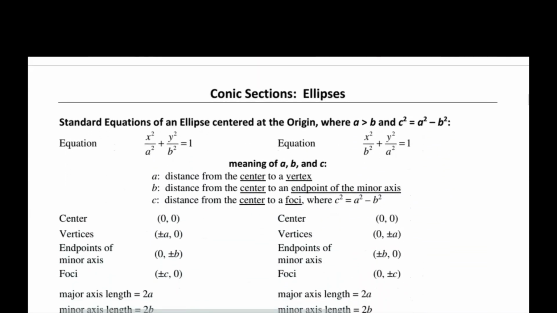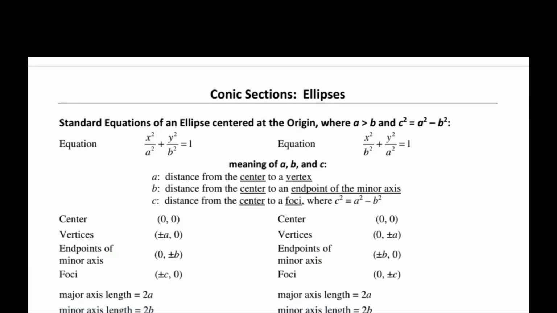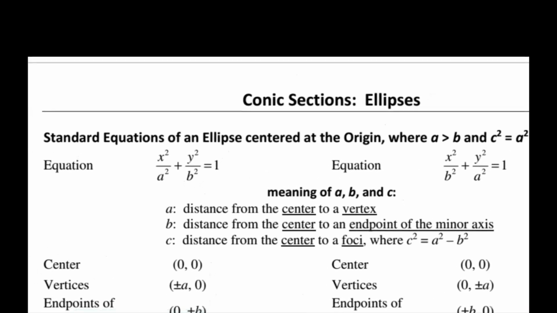Cool. So now our book focuses on ellipses that are centered on the origin. So let me go ahead and zoom this in. The standard form of an ellipse, let me go ahead and write it like this: square of x minus h over a squared plus square of y minus k over b squared.